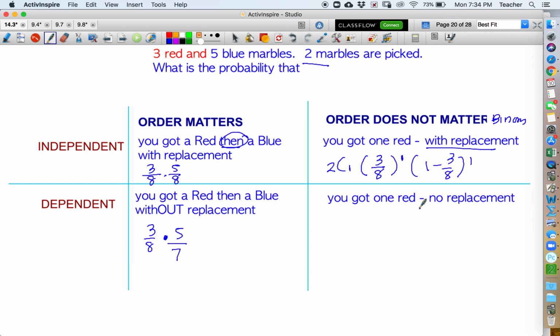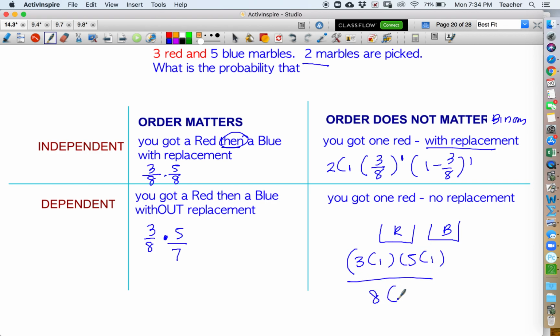You want to get just 1 red, so that means from this red pile, you're going to pick 1. Out of the blue pile, you're going to pick 1. So 3 red, pick 1. 5 blue, pick 1. 8 total, pick 2. Order doesn't matter.